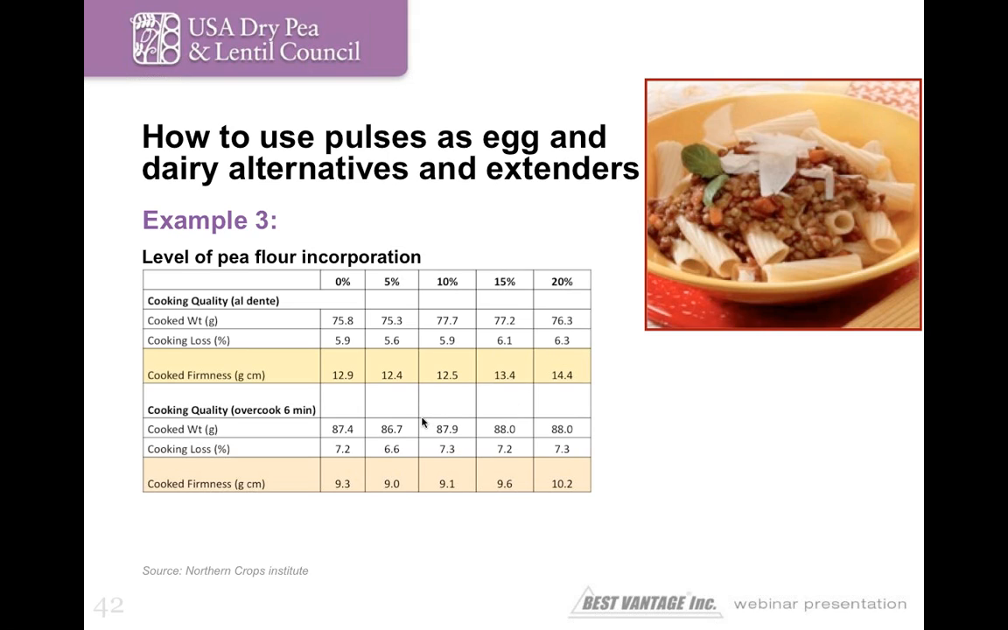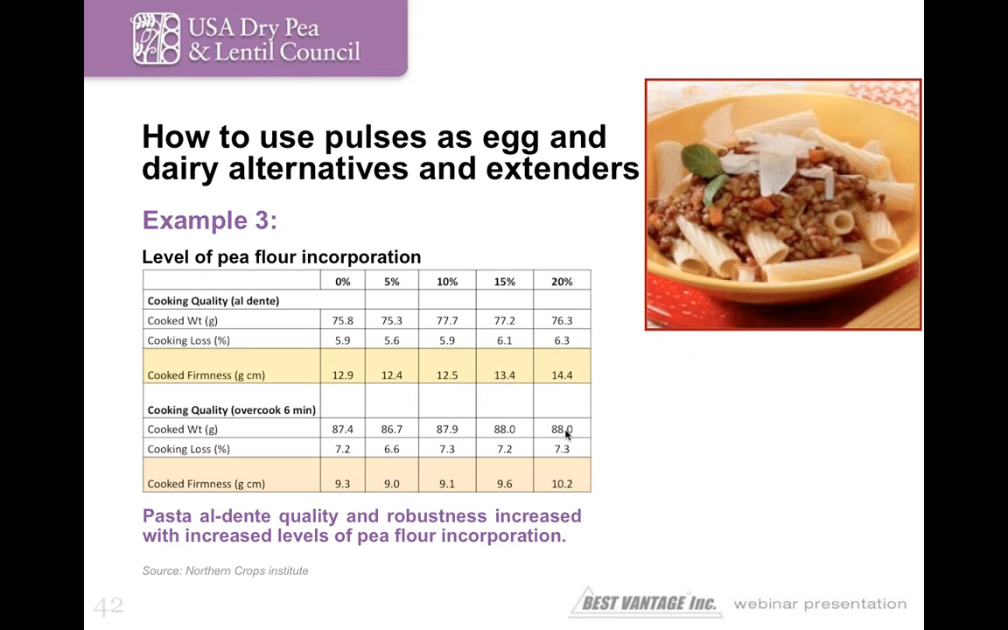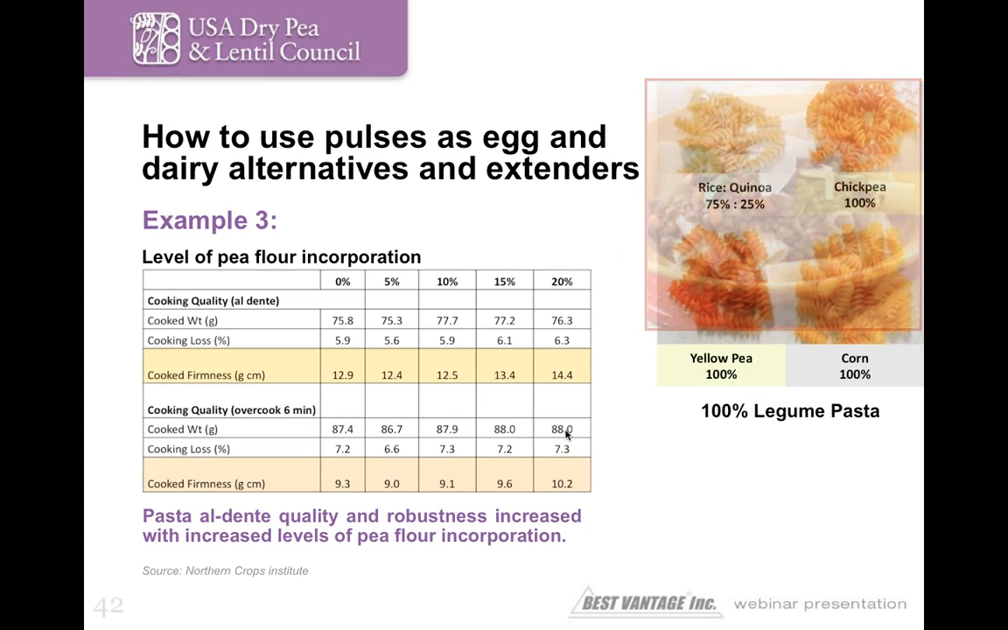If we look at the cooking quality by overcooking the pasta by 6 minutes, we find that we get a very good quality pasta, again at higher levels of pea flour incorporation. So pasta al dente quality and robustness increased with increasing levels of pea flour incorporation in this standard pasta formula.